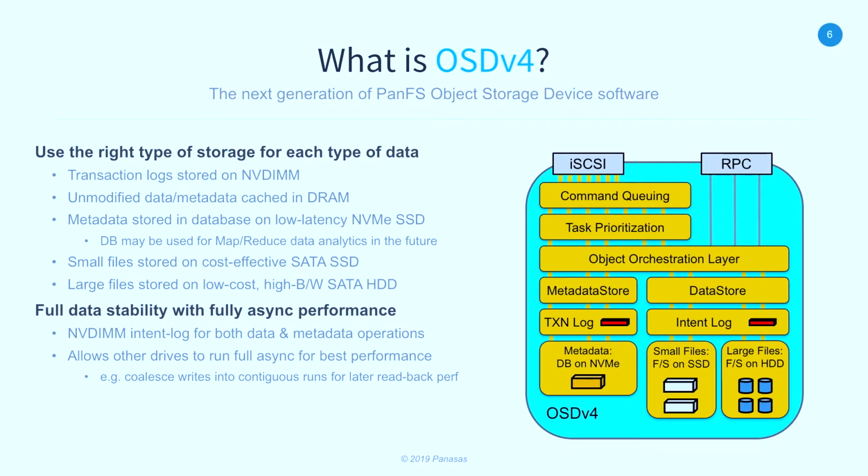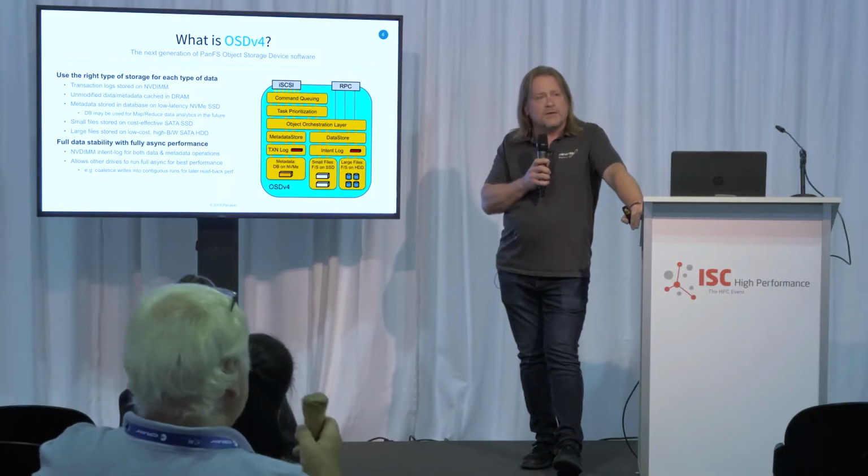So the key observation is that hard drives are very good at delivering bandwidth if you give them something very large to work on, large sequential transfers, if you don't interrupt them with small transfers. So we selectively place large files on hard drives. We also include in the object storage device, the system, SATA SSDs. They're cost effective, they have zero seek time, and we put small files there.